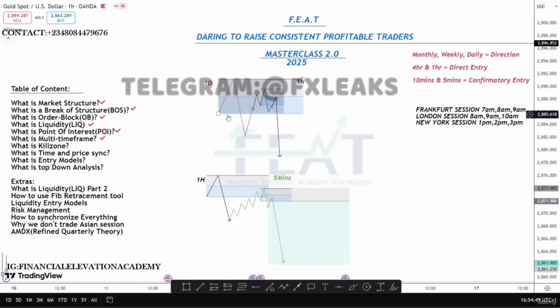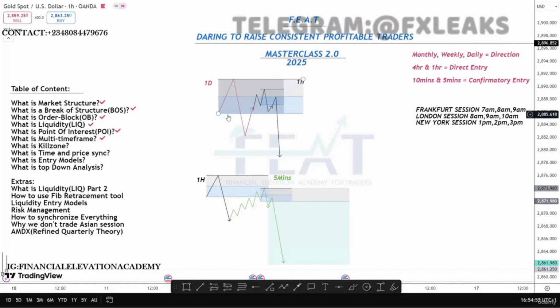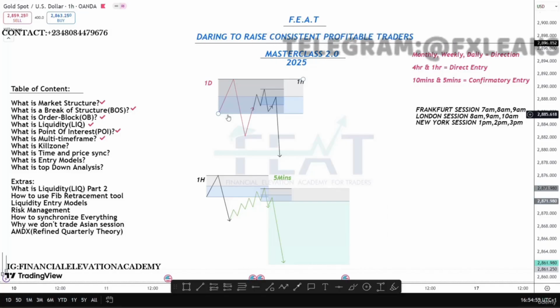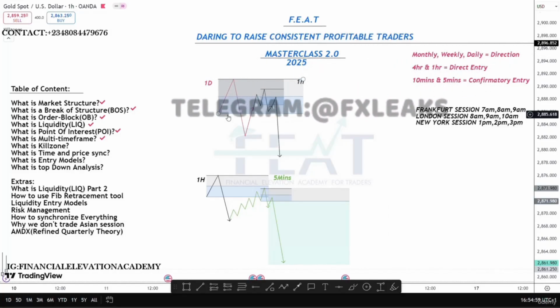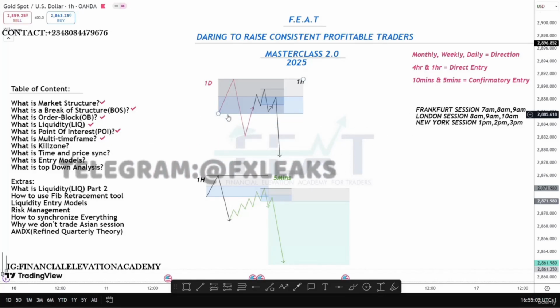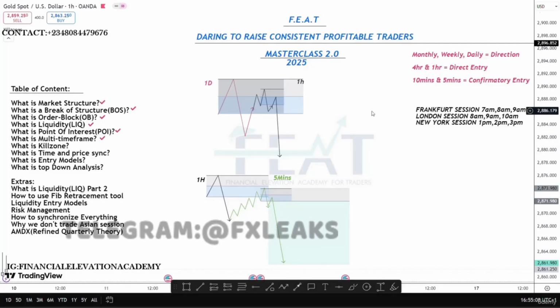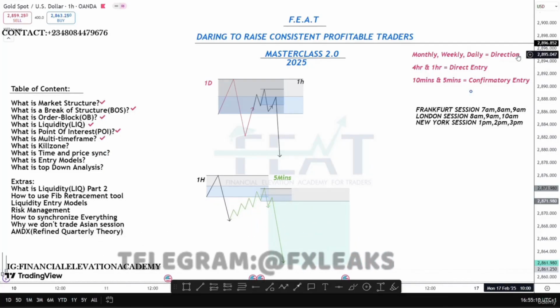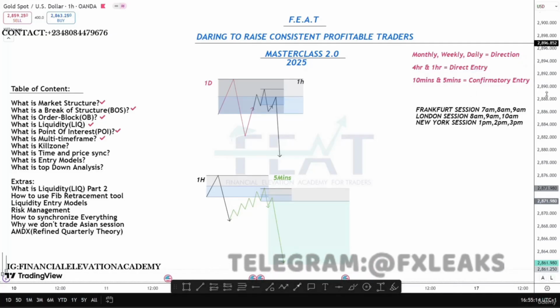It could be the open or close of yesterday's candle. Let me take you guys slow and steady, I do not want to rush you through it. The important thing you need to take note of is that the time frames we use are monthly, weekly, daily for direction; 4 hours, 1 hour for direct entry; 10 minutes, 5 minutes for confirmation entry.